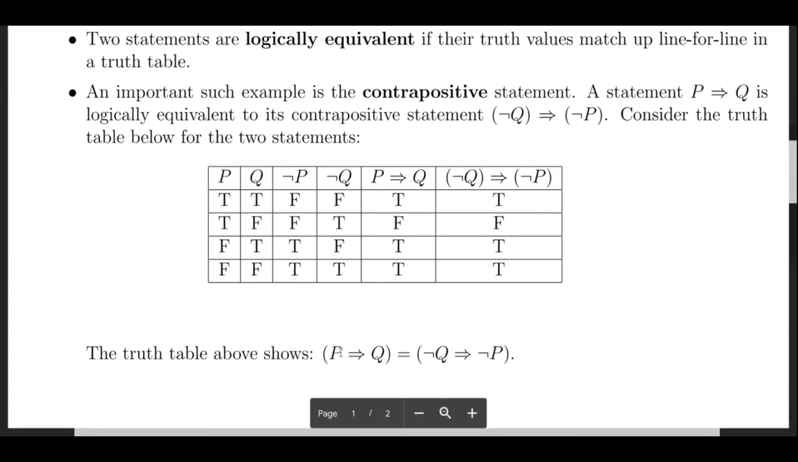So this truth table shows that P implies Q equals not Q implies not P. This is called a contrapositive statement. It's very popular in mathematical proofs. Okay, let's keep going.